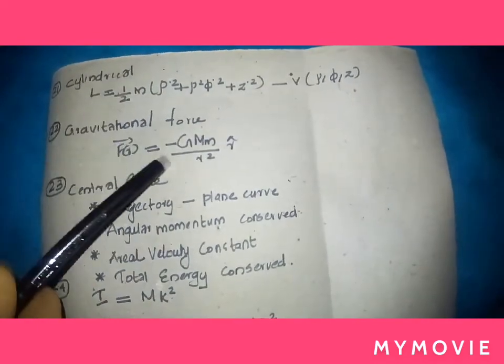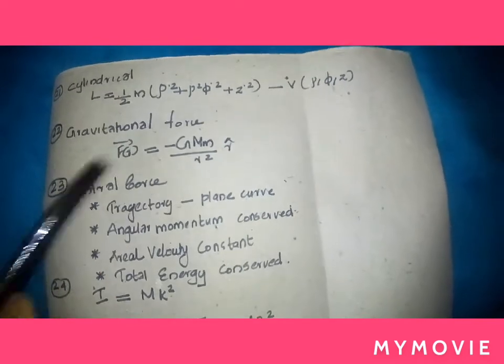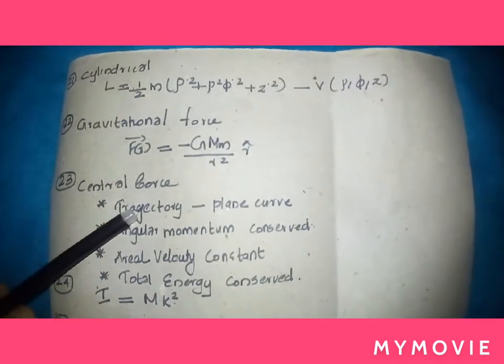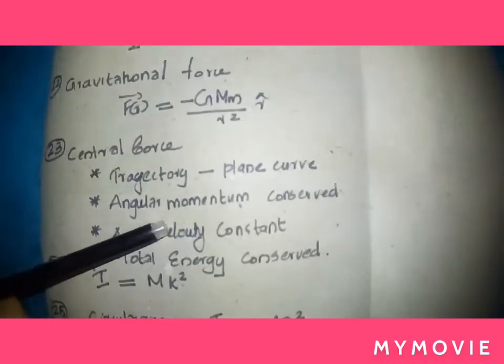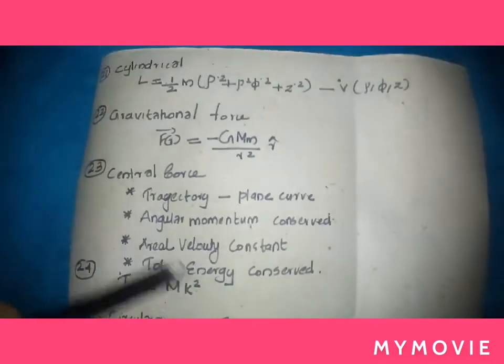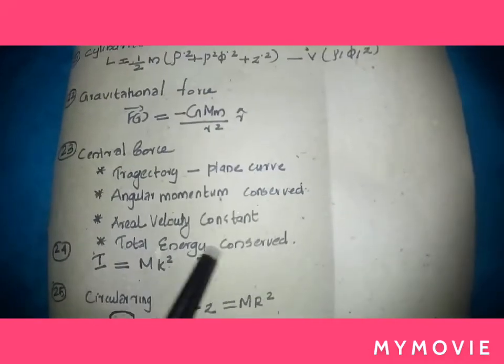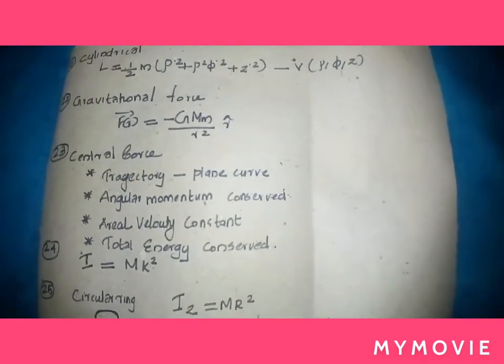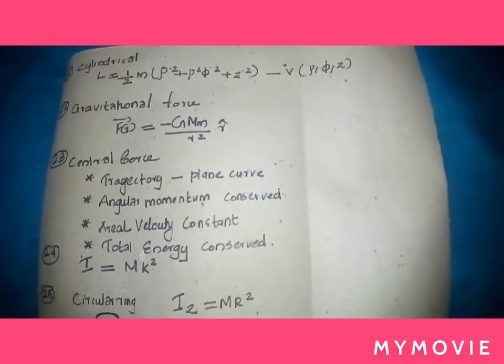Gravitational force F of r is equal to minus GMm by r square r cap. For central force, the trajectory is a plane curve, angular momentum is conserved, area velocity is constant, and total energy is conserved. Moment of inertia for any body is equal to mk square, where k is the radius of gyration.